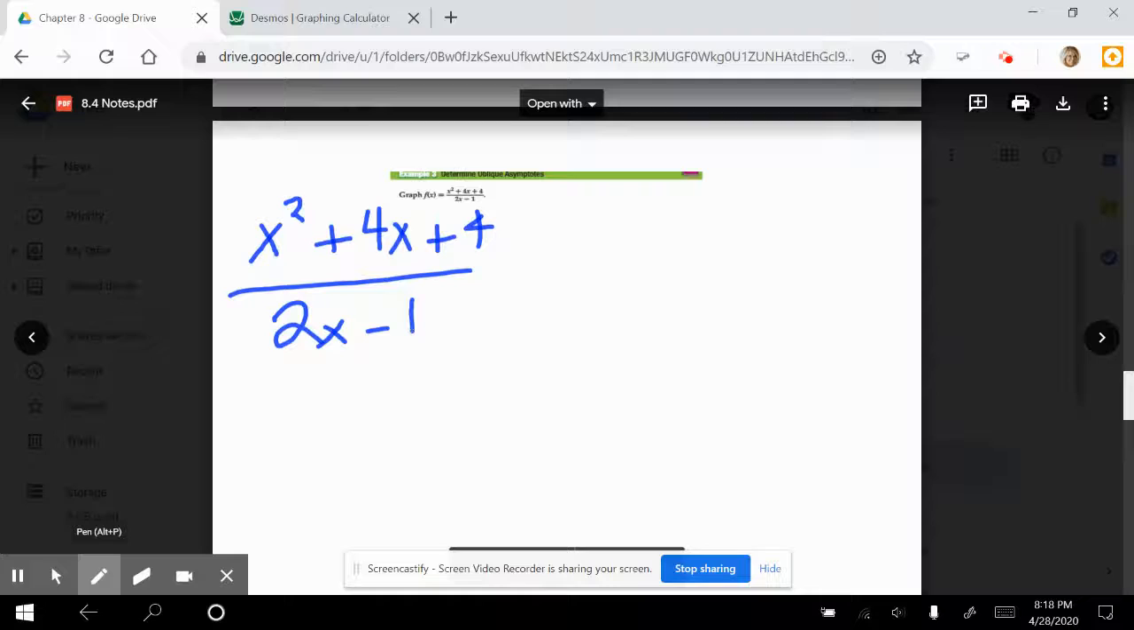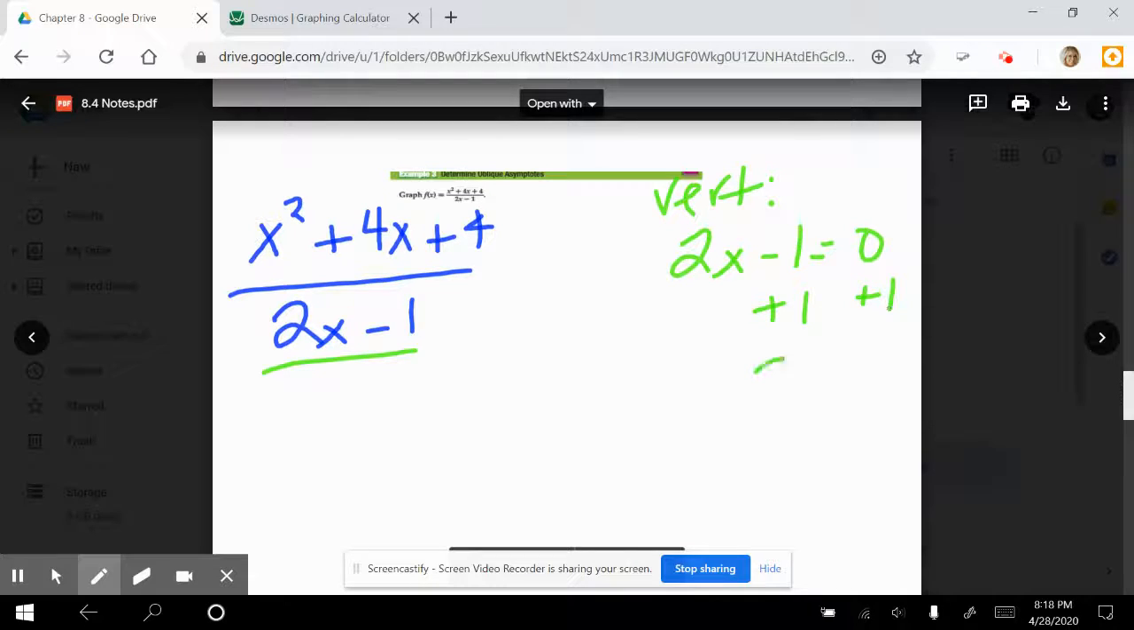So first off, we're still going to find our vertical asymptote, and that's when the bottom is equal to 0. So we'd say 2x minus 1 equals 0. Add 1, and you get 2x equals 1, and so x equals 1/2, right? So this is going to be our vertical asymptote.